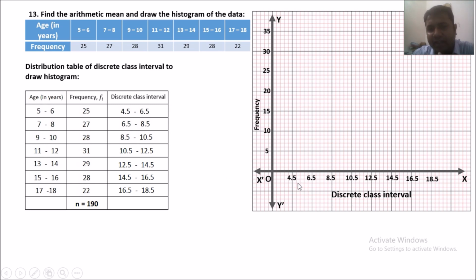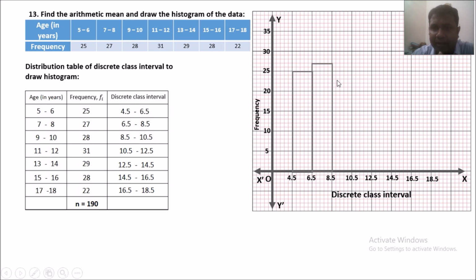So the first class is 4.5 to 6.5, and the frequency is 25. So here is 5, 10, 15, 20, and 25. So here is the box that has been drawn. Okay, so up to 25. Then the next one is 27. So it is 25, 26, 27. 6.5 to 8.5, that is 27.